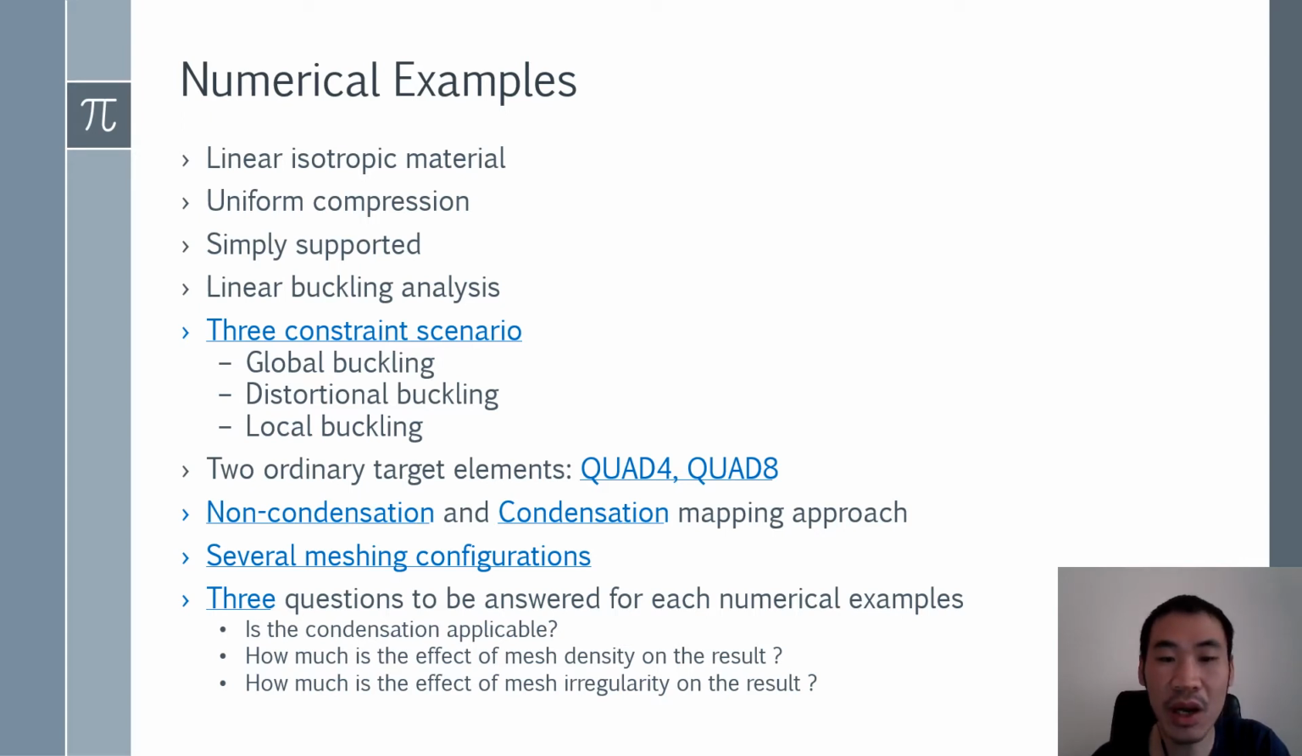Two ordinary target elements, the quad 4 and quad 8, the condensation and non-condensation approach, and several meshing configurations are used. In each example, the questions are whether it's possible to use condensation, how much mesh density affects the result, and how much mesh irregularity affects the result.